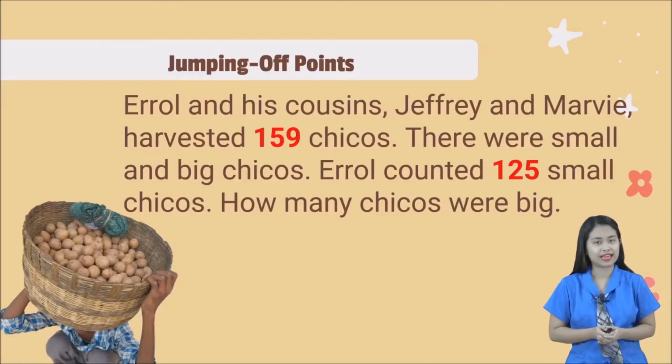So now again, good morning, grade 2. So before that, let us read first this problem solving. So the problem says, Errol and his cousins, Jeffrey and Marvy, harvested 159 chicos. There were small and big chicos. Errol counted 125 small chicos. How many chicos were big?